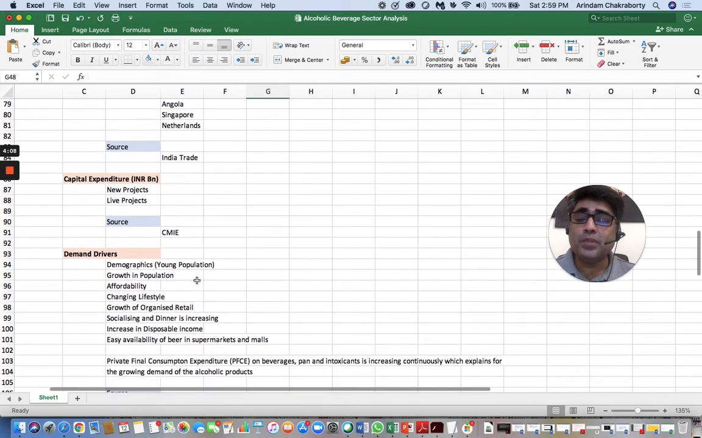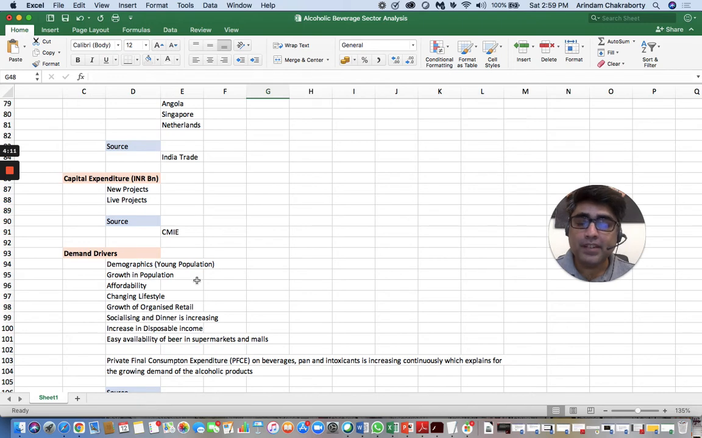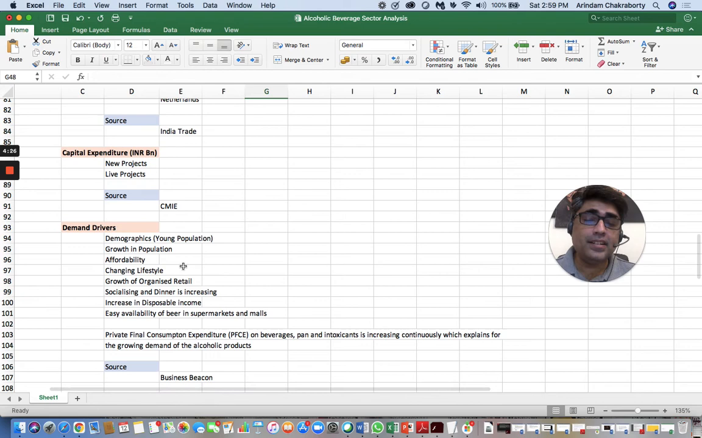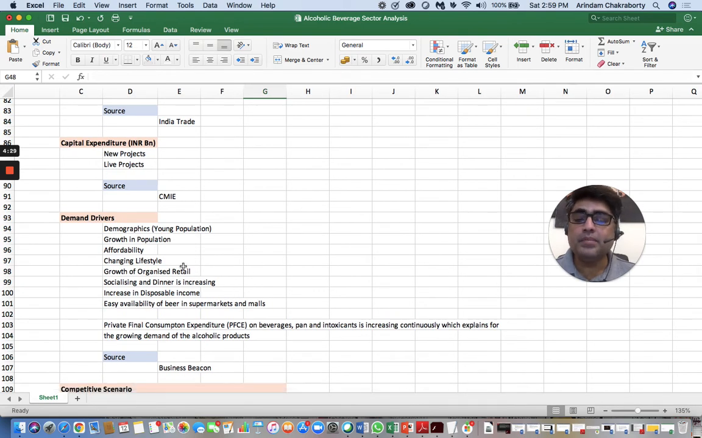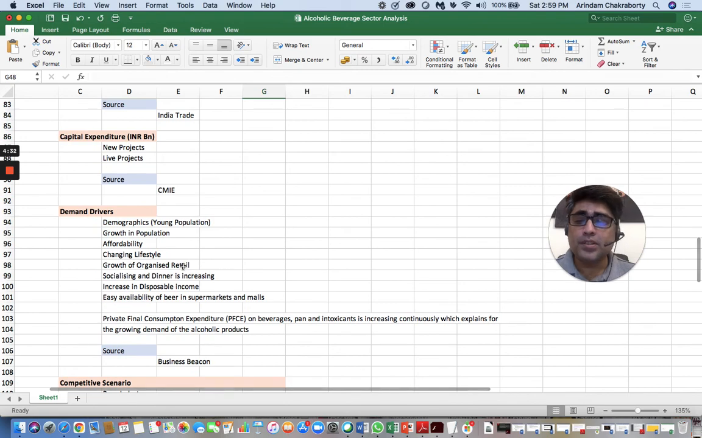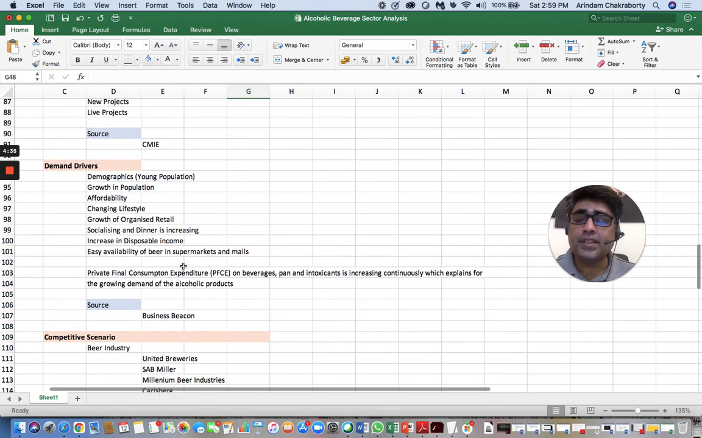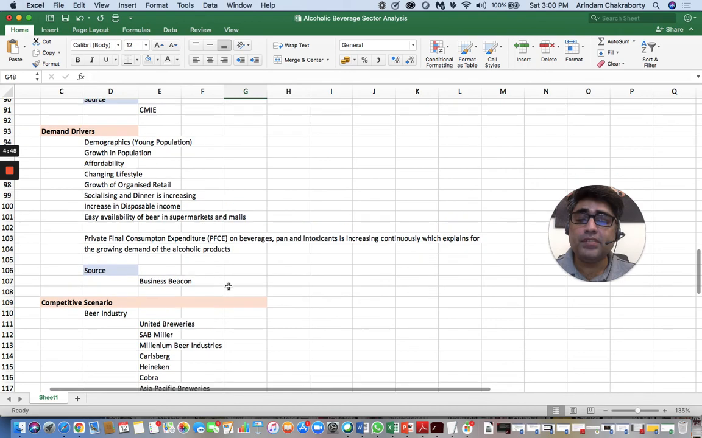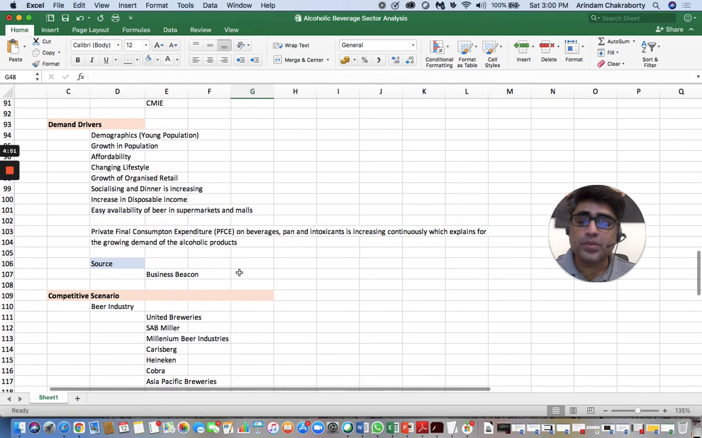Then we have to understand the demand drivers for the growth of this industry. A few are demographics in terms of the young population, growth in population, affordability, changing lifestyle, growth of organized retail, socializing and dining out increasing, increase in disposable income, and easy availability of beer in supermarkets and malls. Private final consumption expenditure on beverages, pan, and intoxicants is increasing continuously, which explains the growing demand for alcoholic products. For all this information, Business Beacon is a good source.